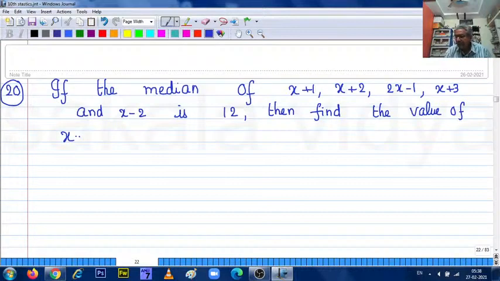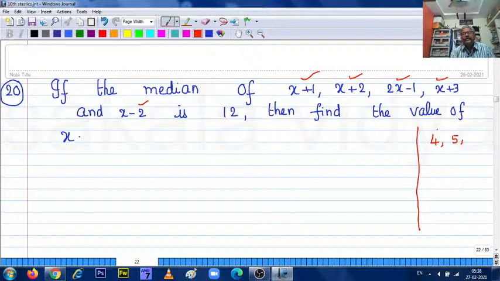Think about this problem. So 5 is not the answer. You check it. There are 5 observations. Here also, how many observations? 1, 2, 3, 4, 5 observations. But we need to write in ascending order. So follow a simple technique: put x equal to something, 2 or 3. If x is 3, x minus 2 is 1, which is less than 2 and 3. You substitute 3: 3 plus 1 is 4, 3 plus 2 is 5, 3 into 2 is 6, 6 minus 1 is also 5.